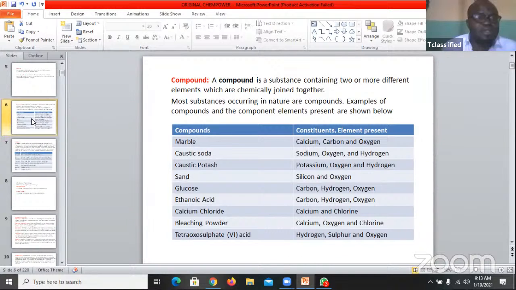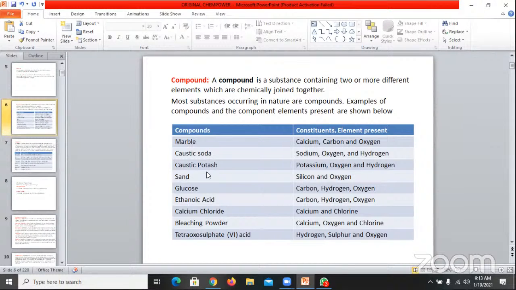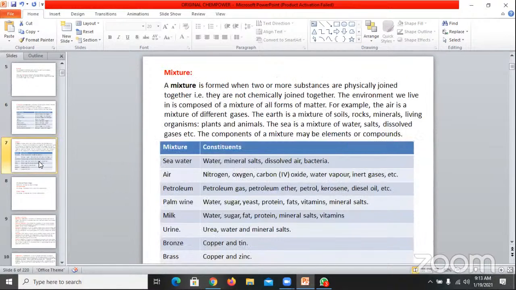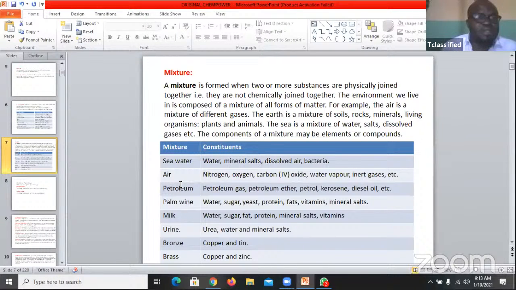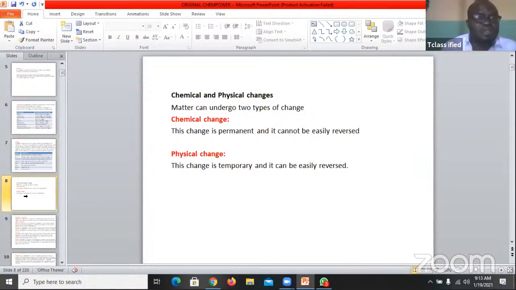Ethanoic acid is made up of carbon, hydrogen, oxygen. So these are major ones. You have the bleaching powder that contains calcium, oxygen, and chlorine. Now you talk about mixtures. Most things that you see around you are mixtures. Then you talk about the air that you breathe in, consisting of nitrogen, oxygen, carbon dioxide, water vapor, inert gases. The milk, the urea, and bronze and brass, all these are mixtures. And mixtures can always be separated using separating techniques, okay?